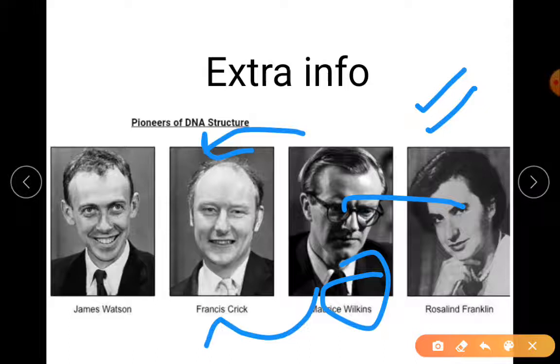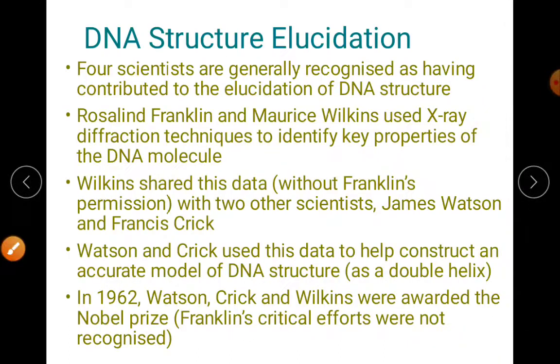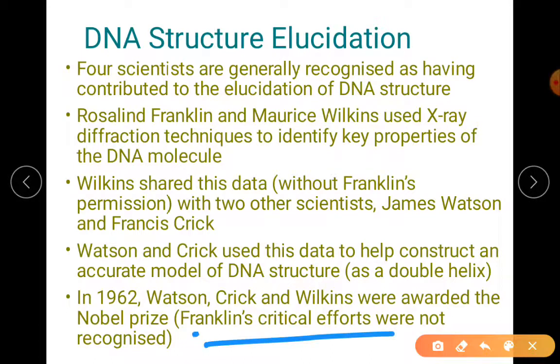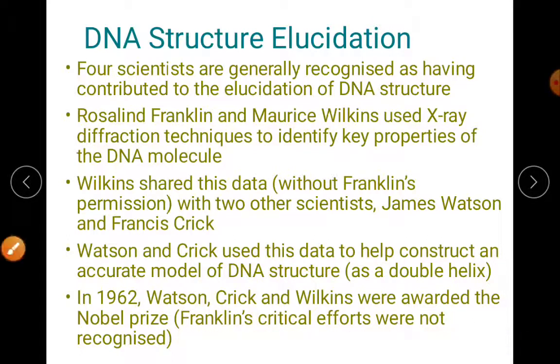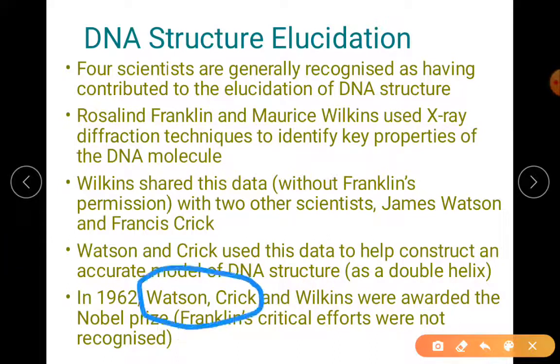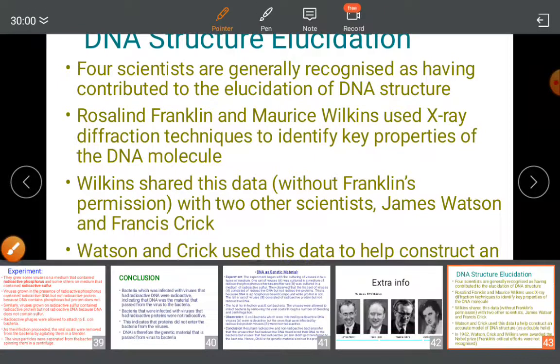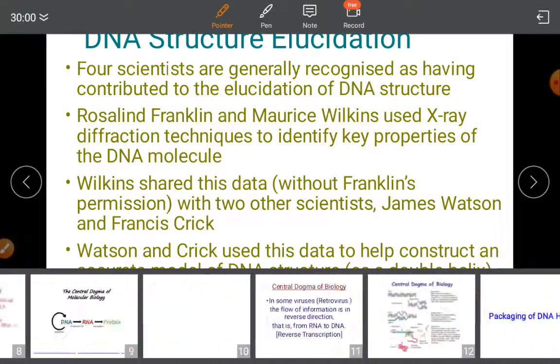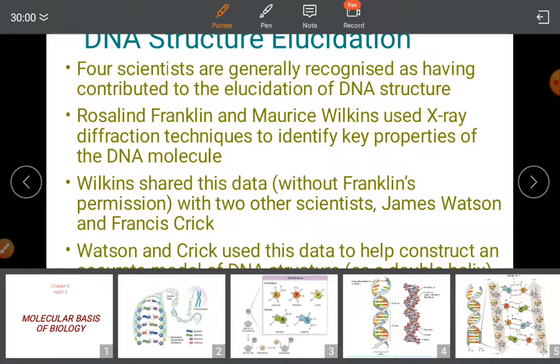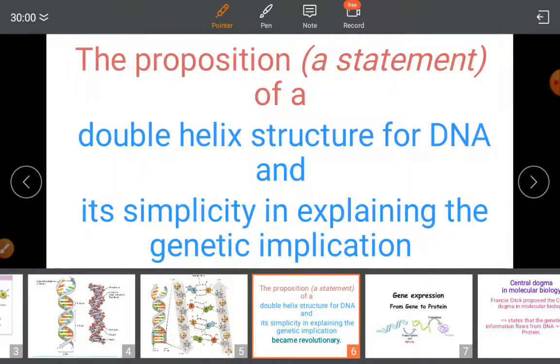And he, along with them, received the Nobel Prize. So you can see the information here. The whole story tells, it's so sad. Franklin couldn't get the award, whereas these three got the award. Though these three have got the award, only Watson and Crick is the name for the model. You might have seen, as we study, we say Watson and Crick model. So that is all extra information just to make you aware of what scientists face.